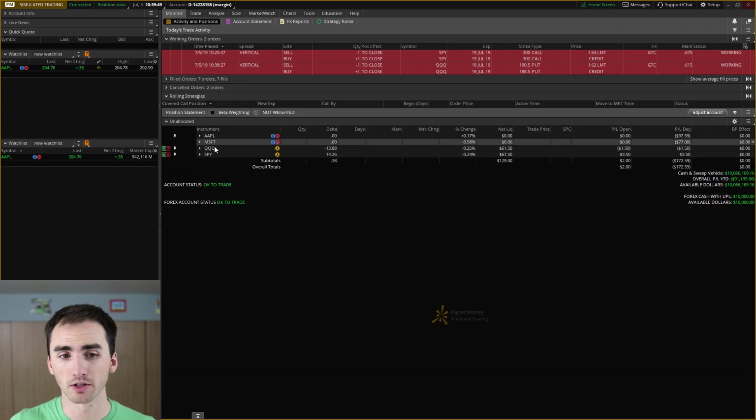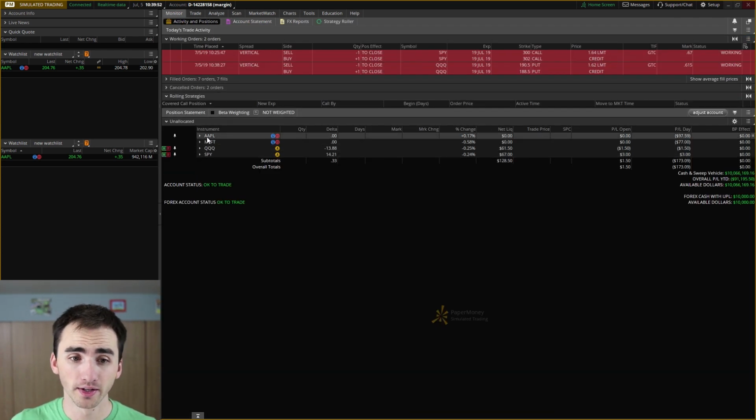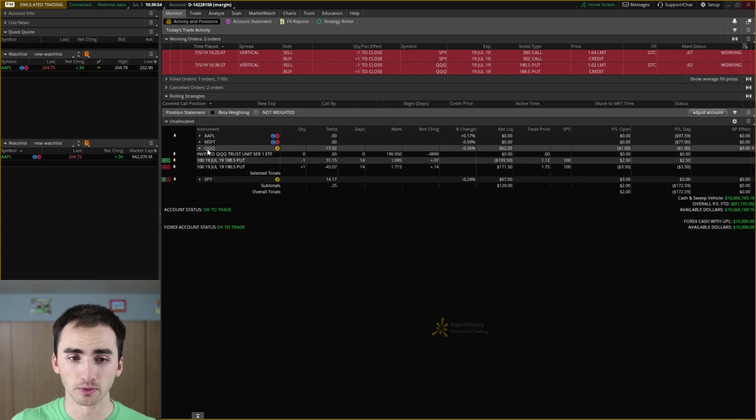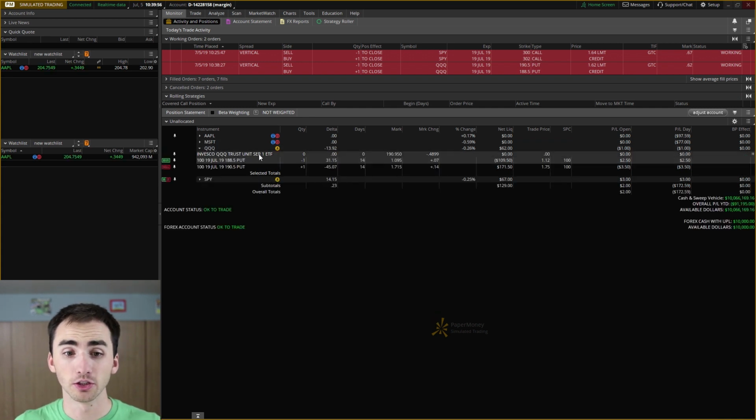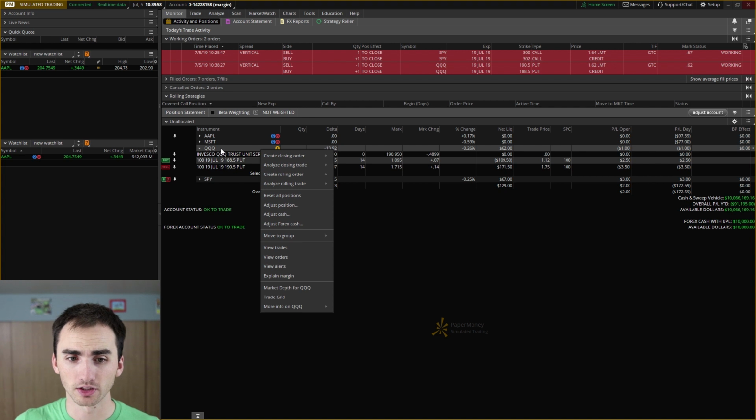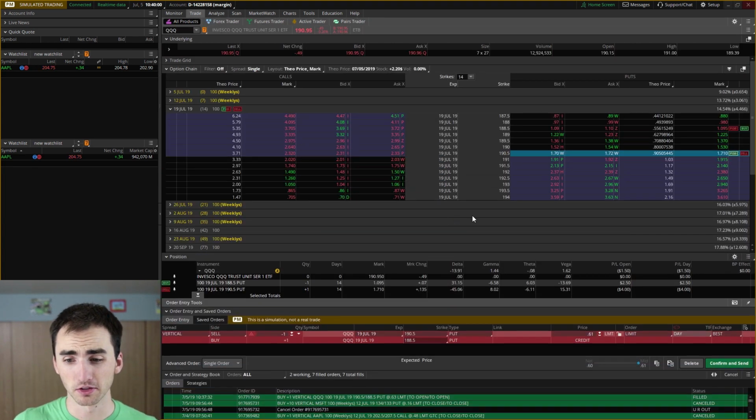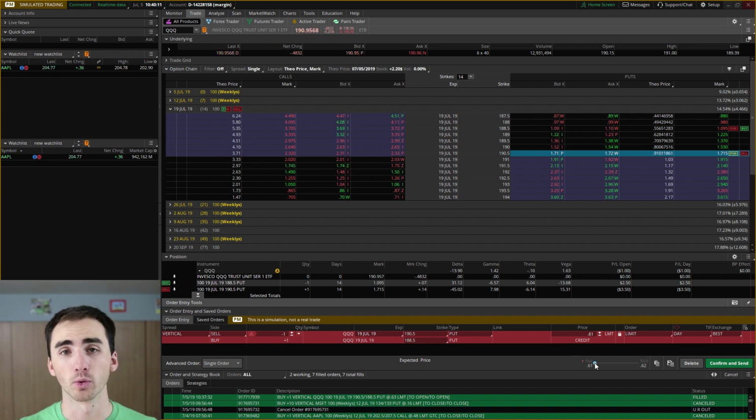You would just go to your monitor tab on your phone, and let's say we wanted to close the QQQ one, you can just right click, and then you would sell vertical, and you could just hit the mid price or even the natural if you just wanted to make sure you got out of it without having to worry about it getting filled. The natural price will always fill you no matter what.